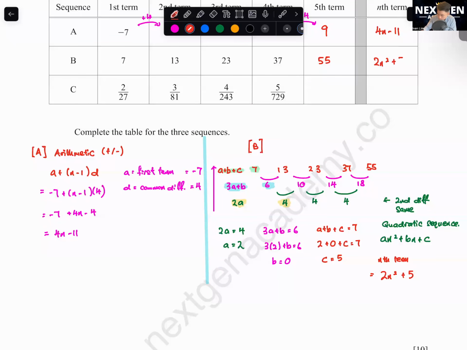Okay, any question, please ask. This is required in your syllabus for your extended mathematics. So you need to know this formula here. An squared plus bn plus c, then you need to find what is your A, B, and C.